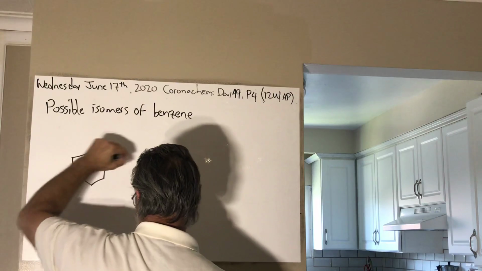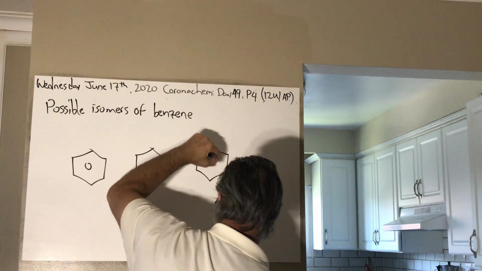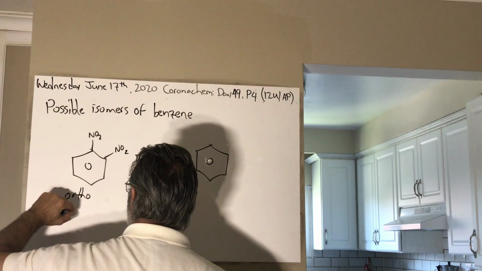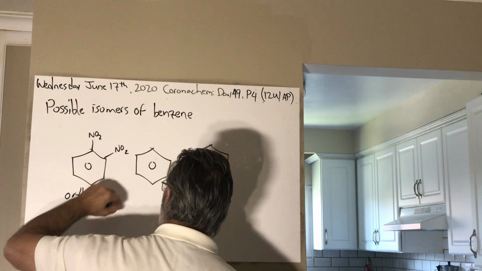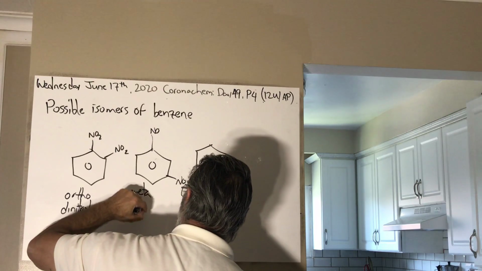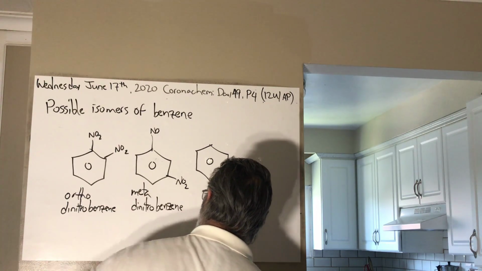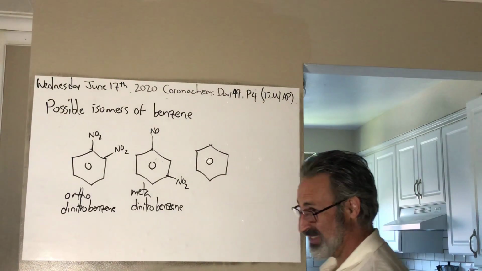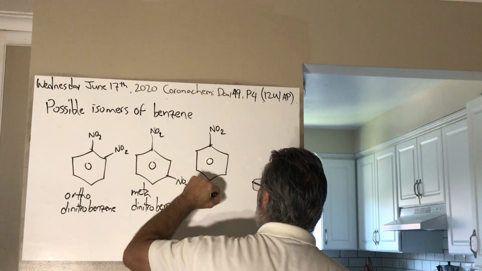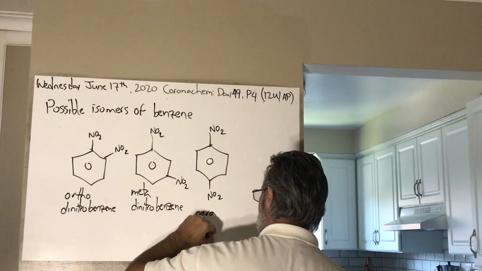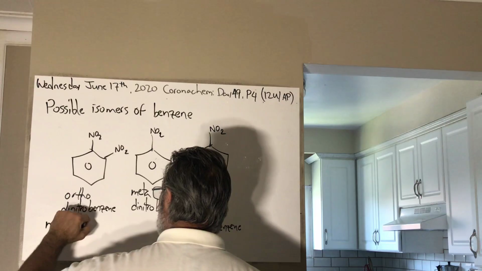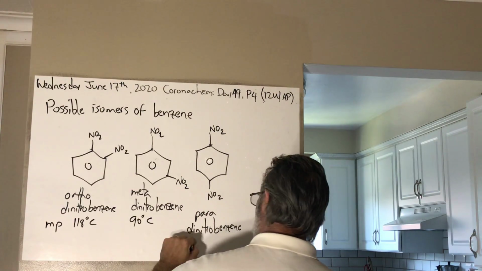So let's draw our three possibilities if they're dinitrated. You could have the ortho isomer, so this would be called ortho dinitrobenzene. This would be called meta dinitrobenzene. Meta may come from the Latin, or the Italian, because in Italian meta means half, so it's halfway there, I guess. And then NO2 would be para, so para dinitrobenzene. They have melting points that are slightly different. This one's at 118 degrees Celsius, this one's at 90 degrees Celsius, and this one is 174 degrees Celsius.